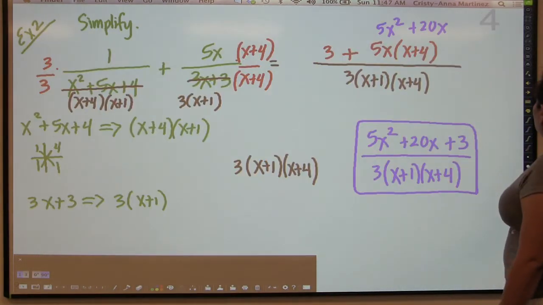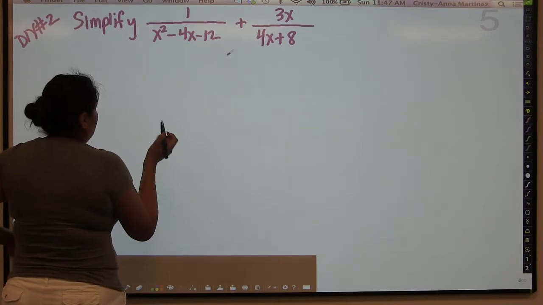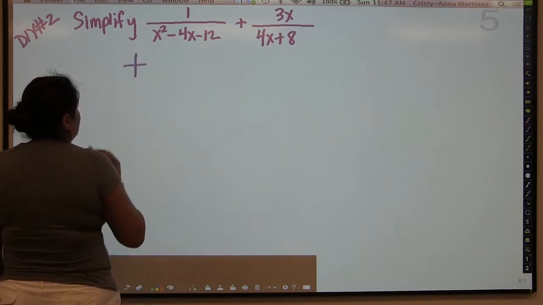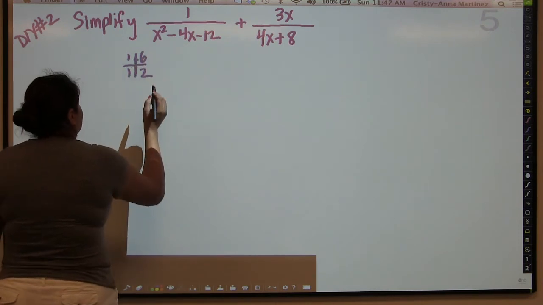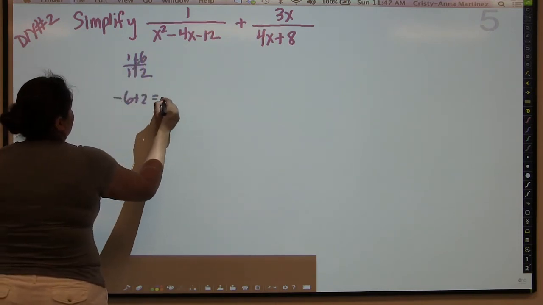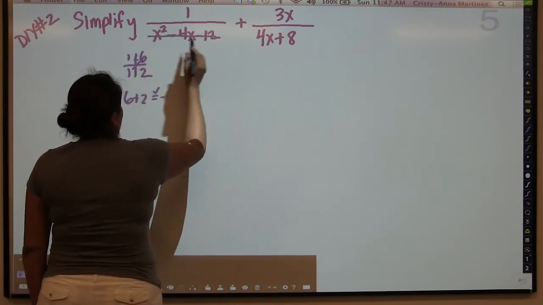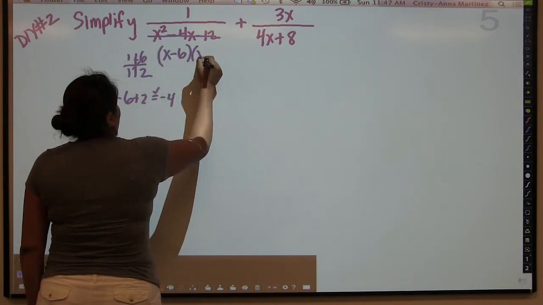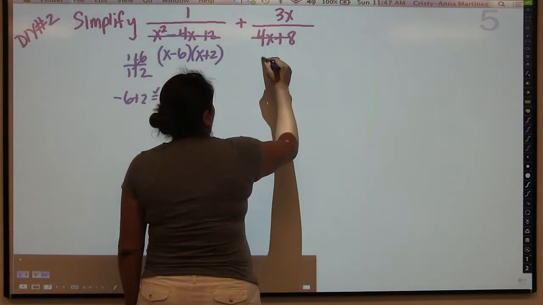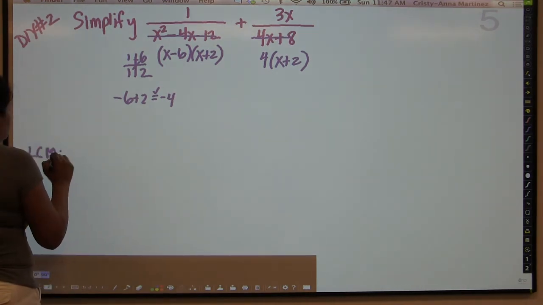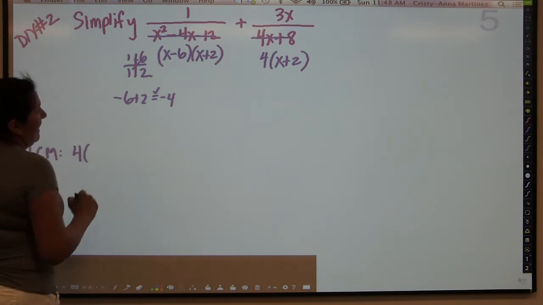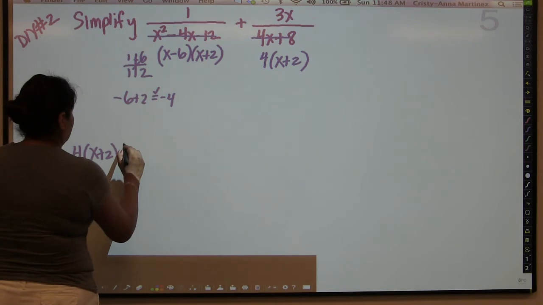So the next do-it-yourself problem is right here. It requires some factoring. We always start with the factoring. To add these together, I need to find the least common multiple so that I can get a common denominator. So when I factor the first expression, 1 and 1, let's see, 6 times 2 is 12. And we need a negative 4, so I'm going to put negative 6 there. That way when I go this direction, I get negative 6 plus 2, which is negative 4, so that works. So I'll factor this into x minus 6, x plus 2. And then this one will become 4 times x plus 2. So the least common denominator, least common multiple, I guess, will be the 4, the x plus 2, and the x minus 6.